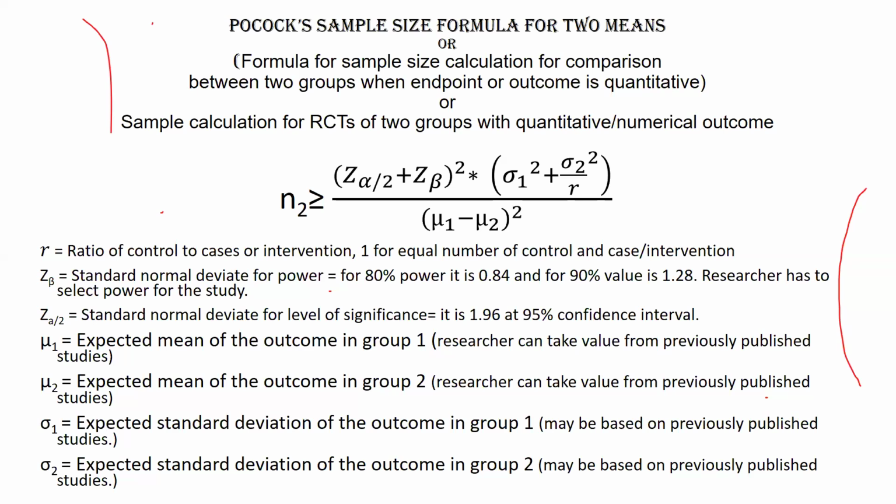In intervention group or experiment group, mean creatinine level is 2.6. Okay, and SD is equal to 1.7. Okay, SD is equal to 1.7. So, 90% power of study and 95% confidence interval. Please calculate sample size. Okay.